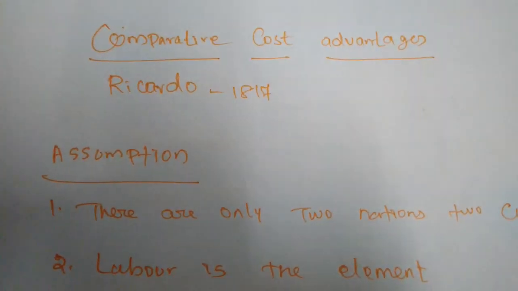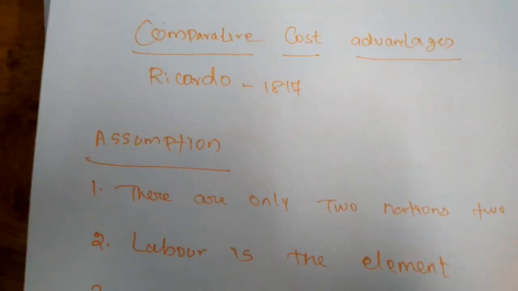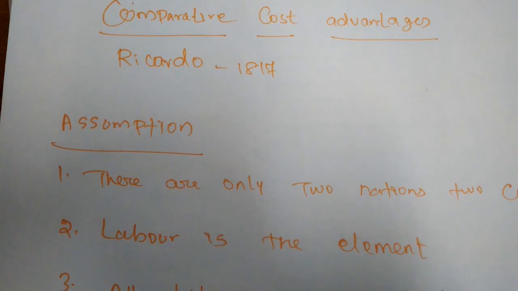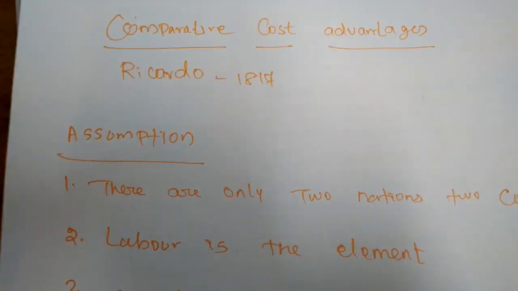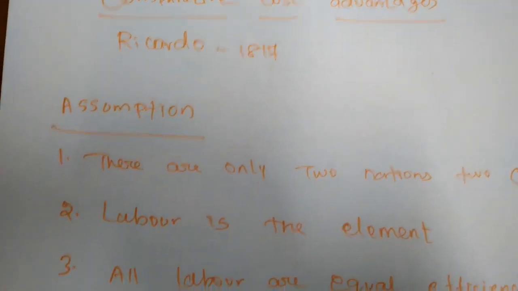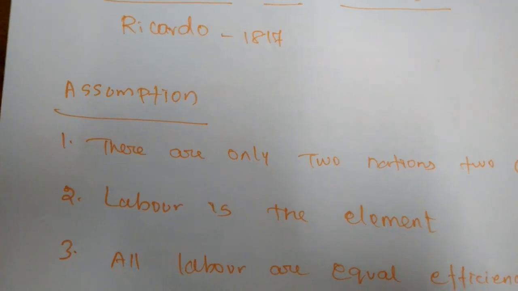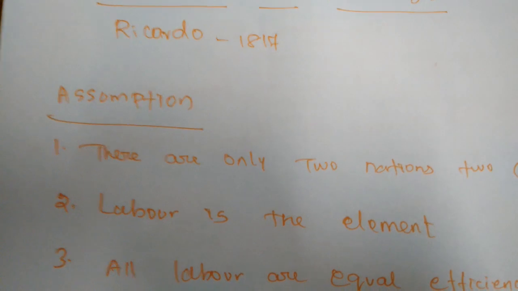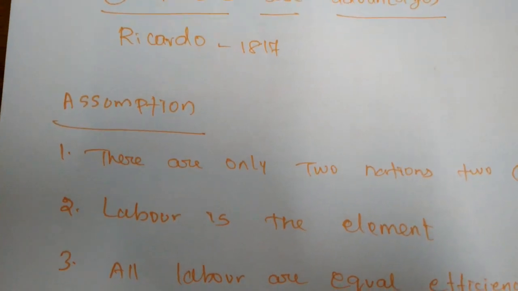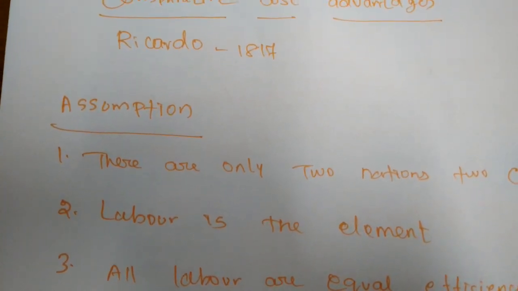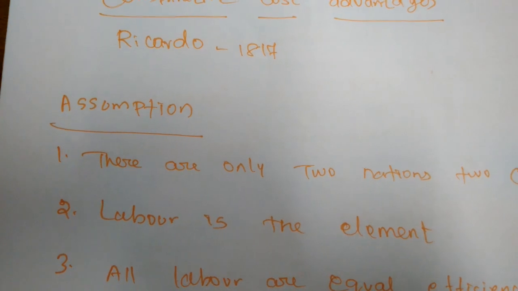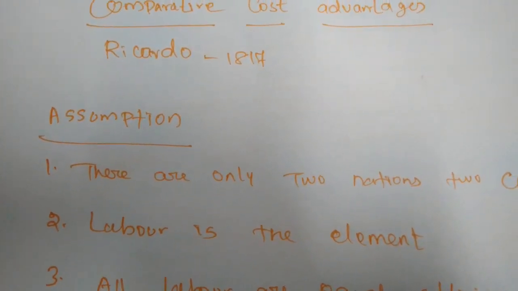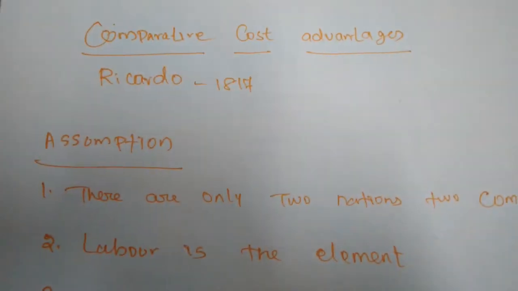Next, comparative cost advantage. The comparative cost advantage was developed by David Ricardo. He is a British economist. He published a book, The Principles of Political Economy and Taxation. In this book, he formulated a systematic theory, which is called the comparative cost theory.